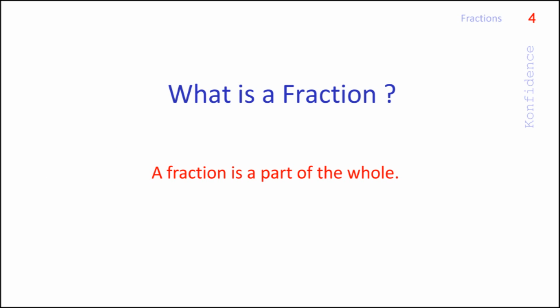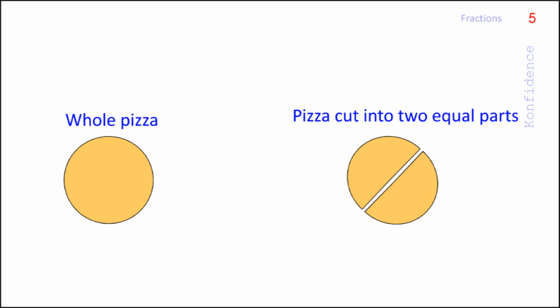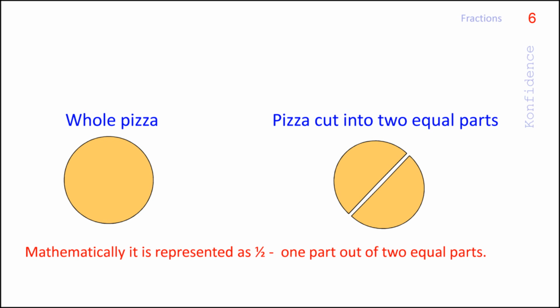Let us first understand fractions at a very basic level. A fraction is a part of the whole. Let us say you and your friend went to Pizza Hut and ordered a pizza and decided to share it. When you get the pizza, you cut it into two equal parts. You take one piece and your friend takes the other. What you get is one out of the two equal parts. We say that you get a half of the pizza.